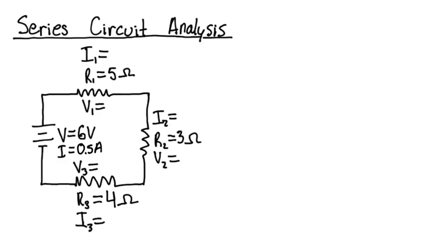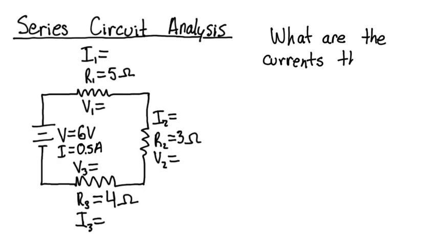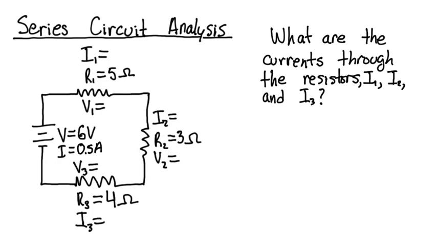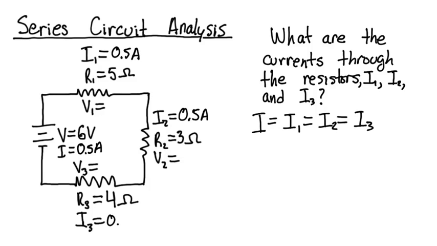Next, we'll find the currents through the resistors, I1, I2, and I3. Recall that the current in the series circuit must be the same at all points along the circuit. So, since we have already calculated the current through the battery, we already know the currents through the resistors. It's simply a matter of entering their values.